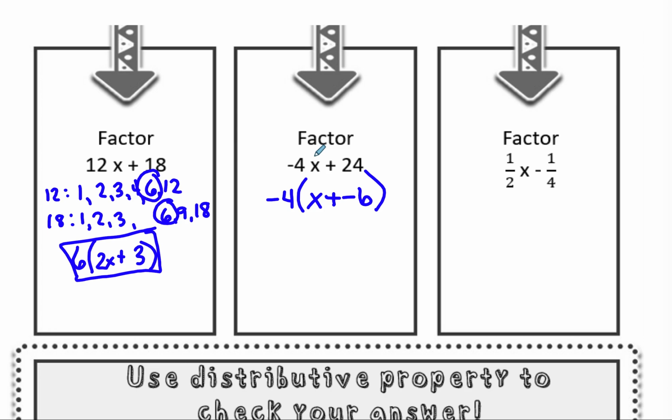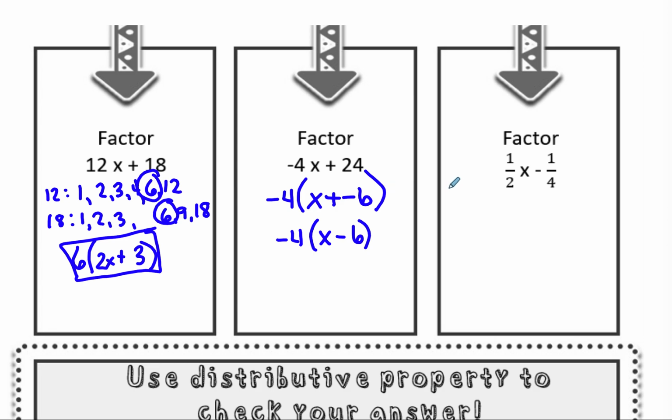Now, I said above that if you factor by a negative, your operation changes. And it could. If you wanted to write it this way, it would mean the same thing, negative 4x minus 6. That's because minus 6 and plus negative 6 mean the same thing. Negative 4 times x is negative 4x. Negative 4 times negative 6 is positive 24. So when you're dividing by a negative, your sign is changing here. It either needs to be a plus negative or it needs to change to a minus sign.